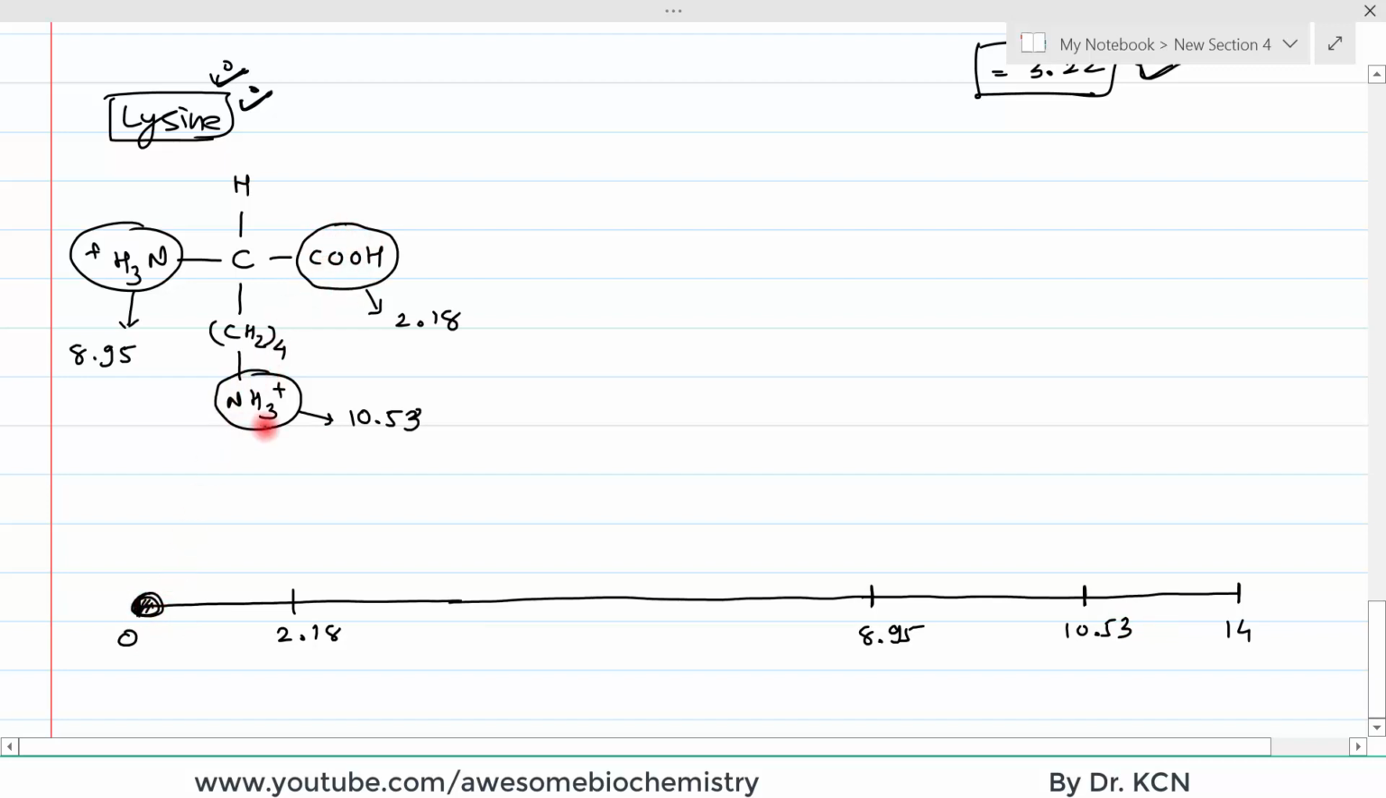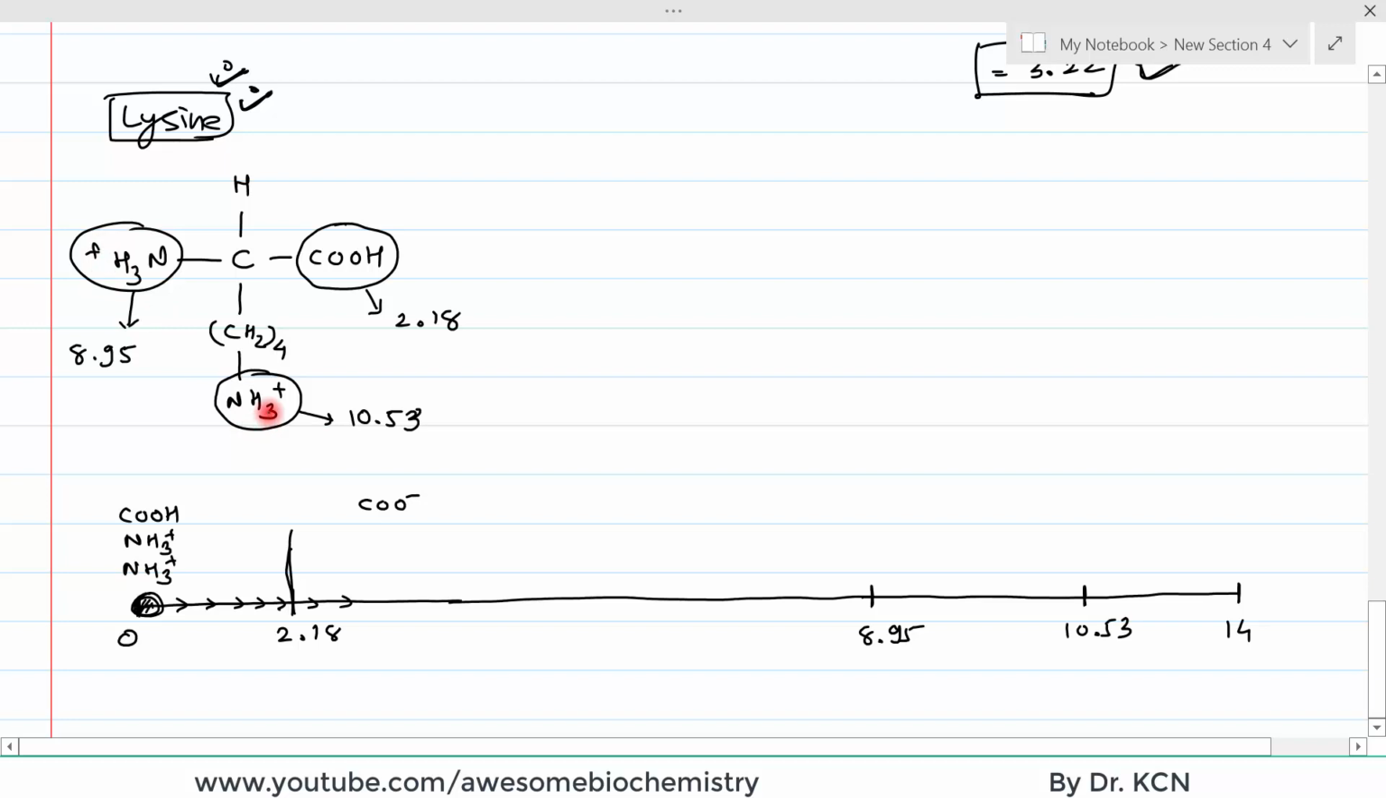At the start, this COOH and both amino groups will be in the protonated form. So, first this carboxy group will be in the protonated form, COOH. This amino group will also be in the protonated form, NH3 plus. So, NH3 plus. Now, you go on increasing the pH of the solution. As you cross this mark, what will happen? This 2.18, that is the pK of COOH. So, this carboxy group will undergo deprotonation. So, we have the carboxy group as COO minus, right?